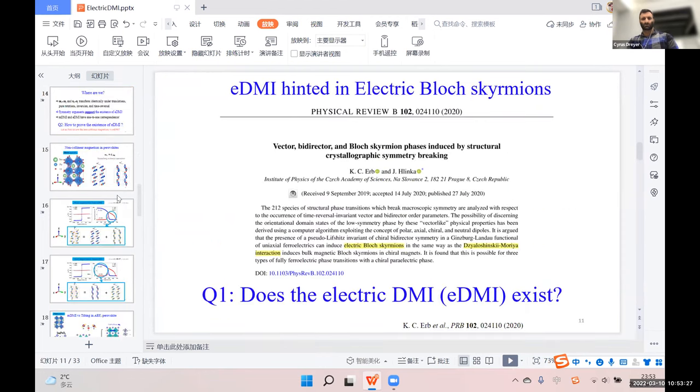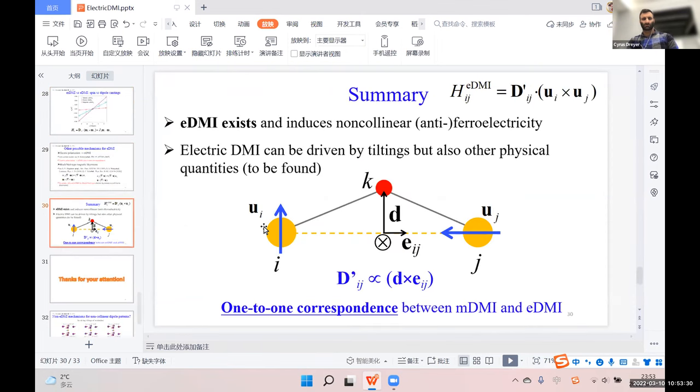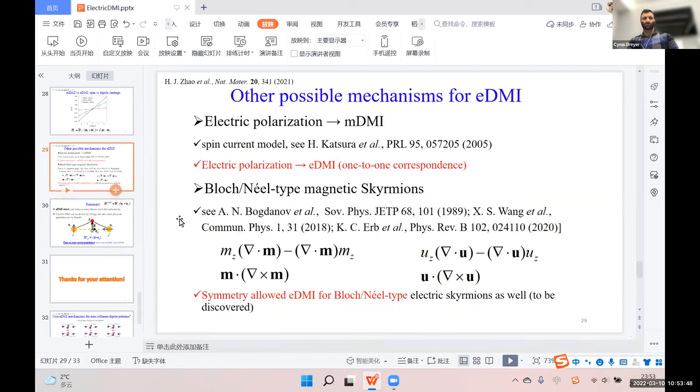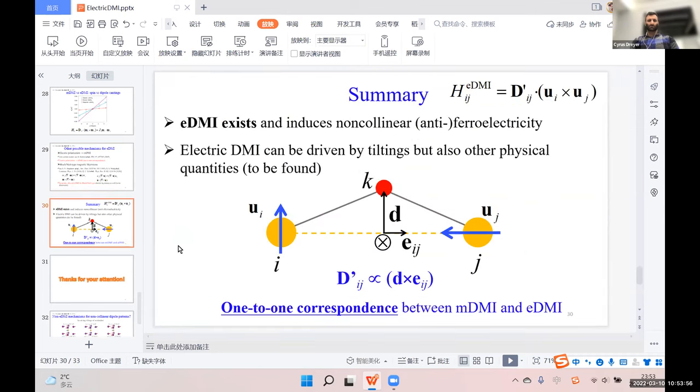But recently, I haven't incorporated that work, there is a Nature paper that has discovered some spiral dipole textures, and it has written three sentences about our work. It says that our work can interpret their observation, but I haven't read that paper in detail, so I haven't involved that work. I guess there may be some discoveries related to electric DMI, but you are right. Typically, it seems this interaction is not willing to happen in materials.